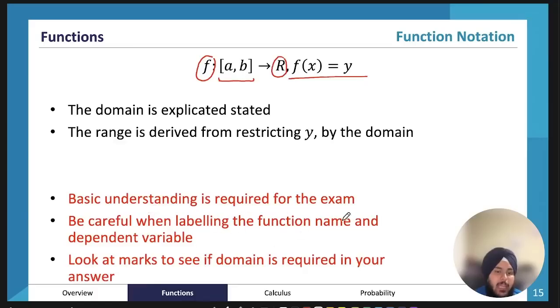So be careful when labeling the function name and dependent variable, and look at the marks to see if the domain is required. I would personally just always give the domain when asked a question. Some questions might not explicitly ask you to give your answer in function notation, but if a question says define the function, define whatever f-1 of x is, for example, I would just give it in this form with my domain included. Sometimes you can leave it as just the rule. I personally just wouldn't risk it.